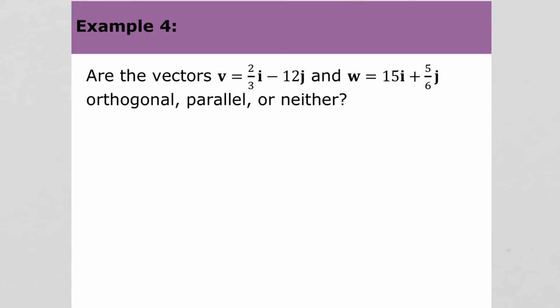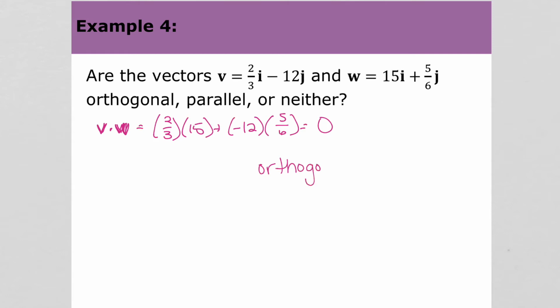Let's do this with two vectors that are written in rectangular form. So again, find the dot product. We've got V dot W. So that'll be 2/3 times 15 plus negative 12 times 5/6. And we get 0. So that tells us right off that these two vectors are orthogonal.